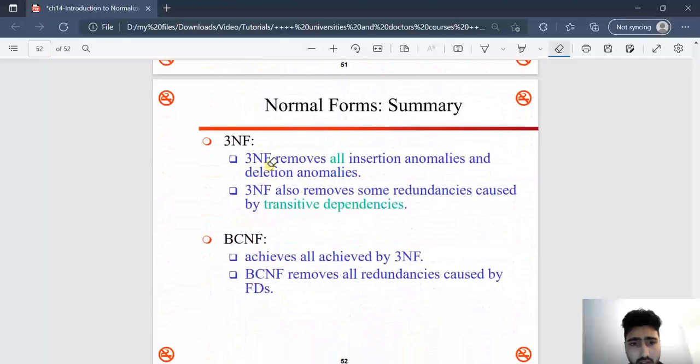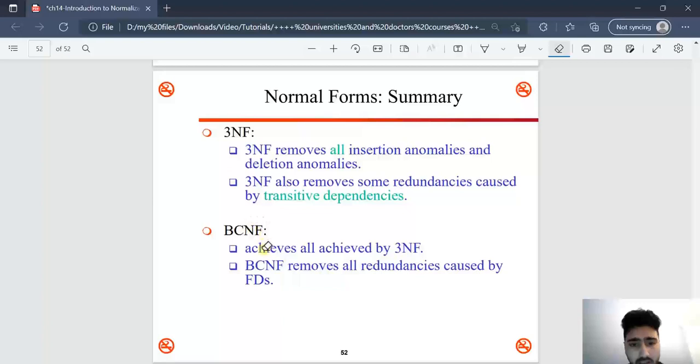3NF removes all insertion and deletion anomalies that are caused by transitive dependency, because 3NF cares about dependencies where a non-key attribute depends on another non-key attribute. BCNF achieves all that 3NF achieves, and removes all redundancies caused by functional dependencies.